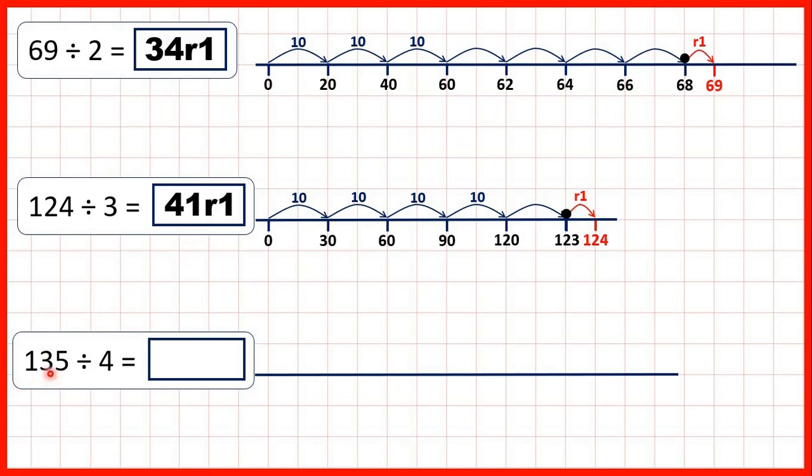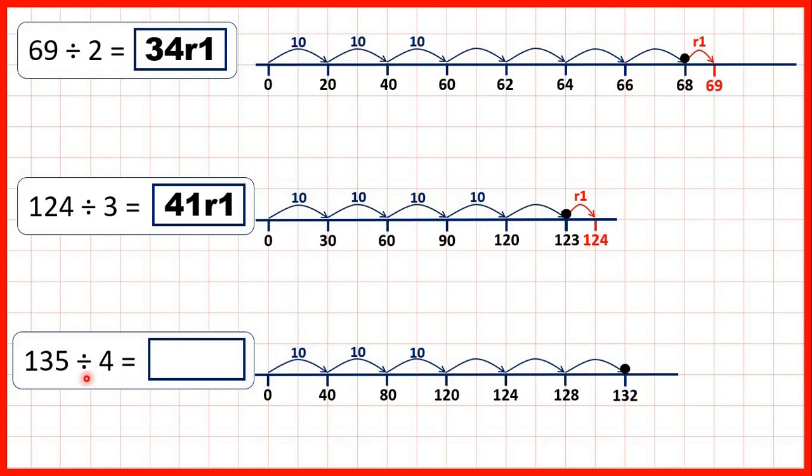Now we have 135 divided by 4. If we jump in steps of 10 times 4, so if we make 10 jumps of 4, that would take us to 40. Another 10 fours takes us to 80. Then another 10 takes us to 120. Now what we can do next is just jump in steps of 4. So 124, 128, 132. Then to get to 135, we need another 3. So our remainder is 3.